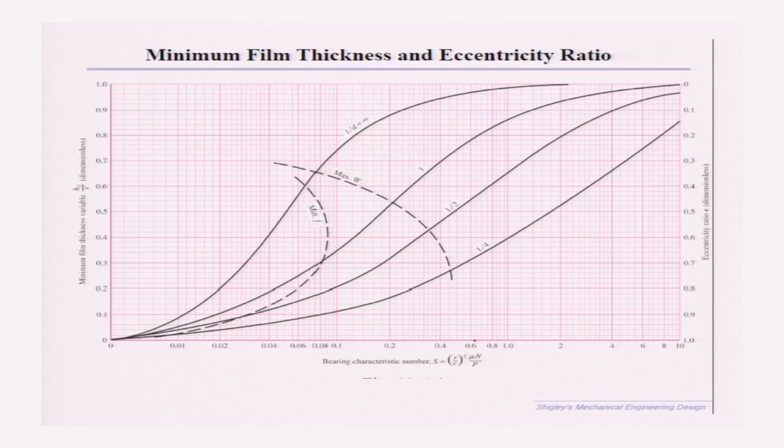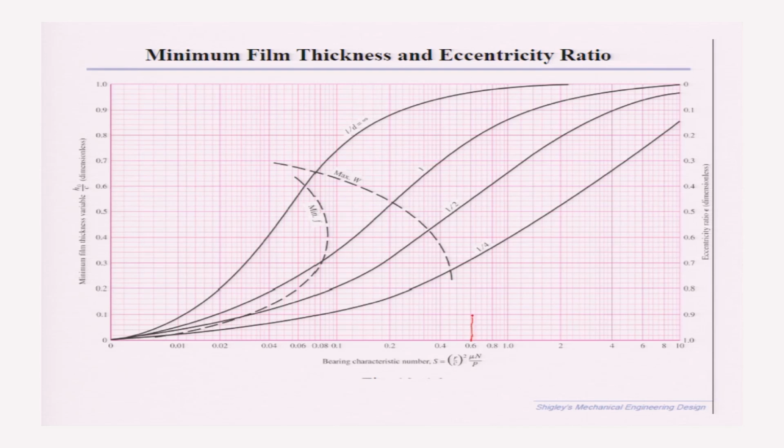This is 0.6, this is 0.7, 0.8 is somewhere here, and this is 1. So, 0.7 will be somewhere here. So 0.62 will be very much in the vicinity of this 0.6. So let's take this 0.6 for the time being, and the L by D ratio is 1.